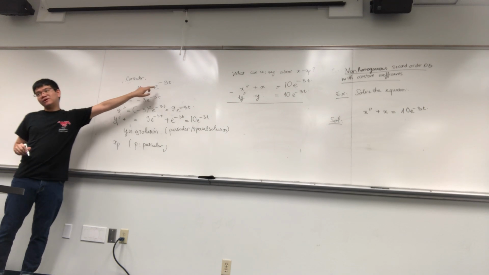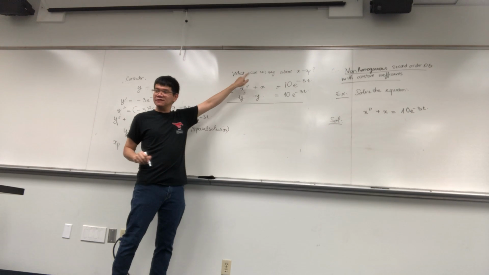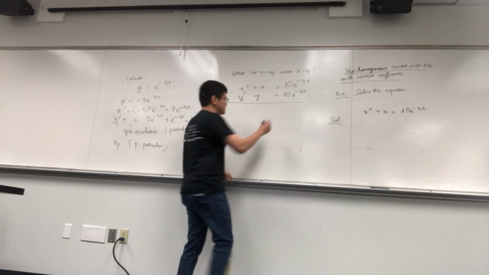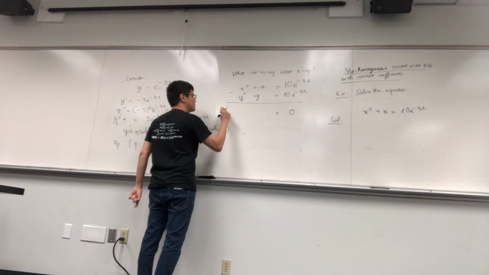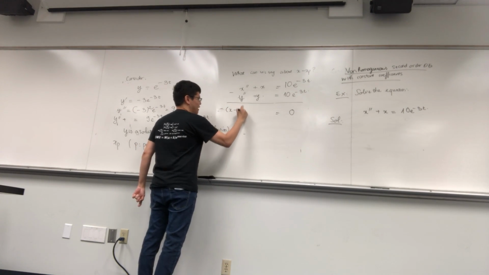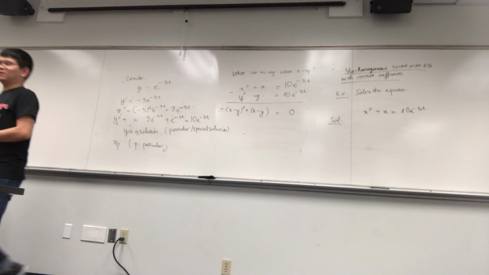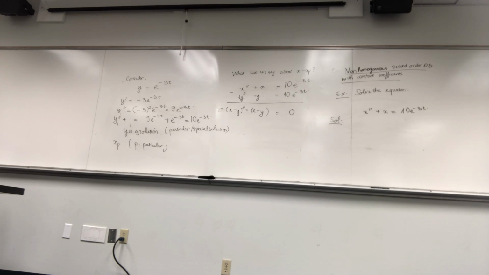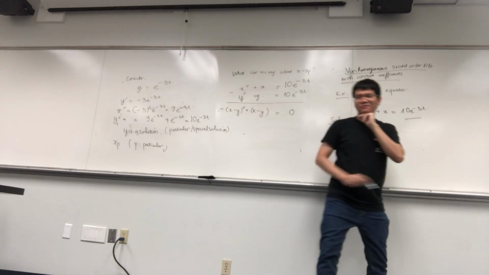Now, I consider y to be this guy, and y is the solution. Now, I take this difference. On the right hand side, this is 0. On the left hand side, you have (x minus y) double prime plus (x minus y) is equal to 0. So what can I say about x minus y? x minus y is also going to be a solution of the original differential equation. No, the original differential equation is non-homogeneous.